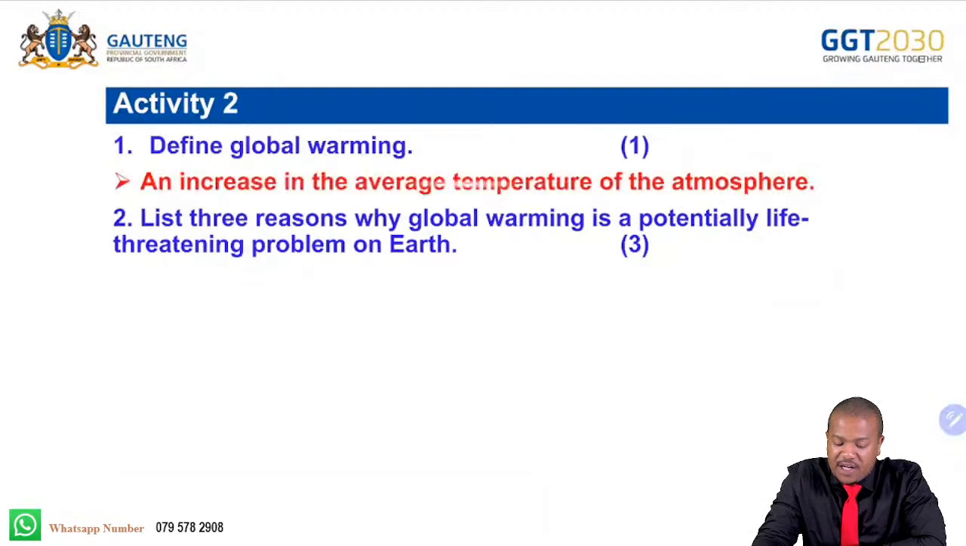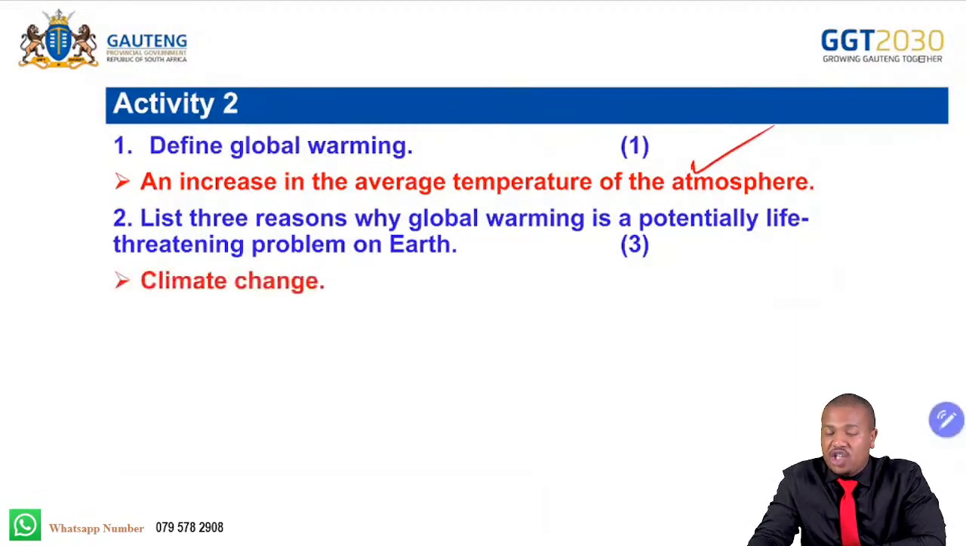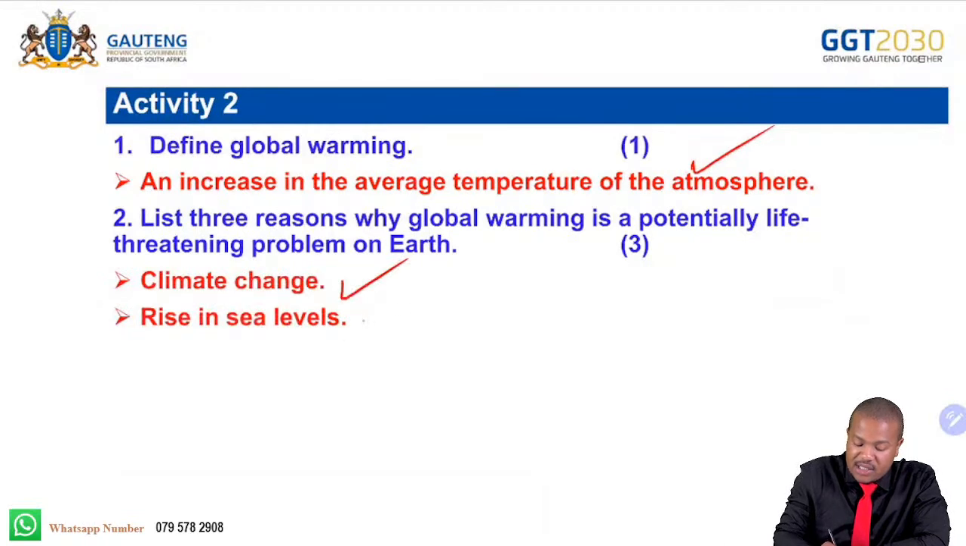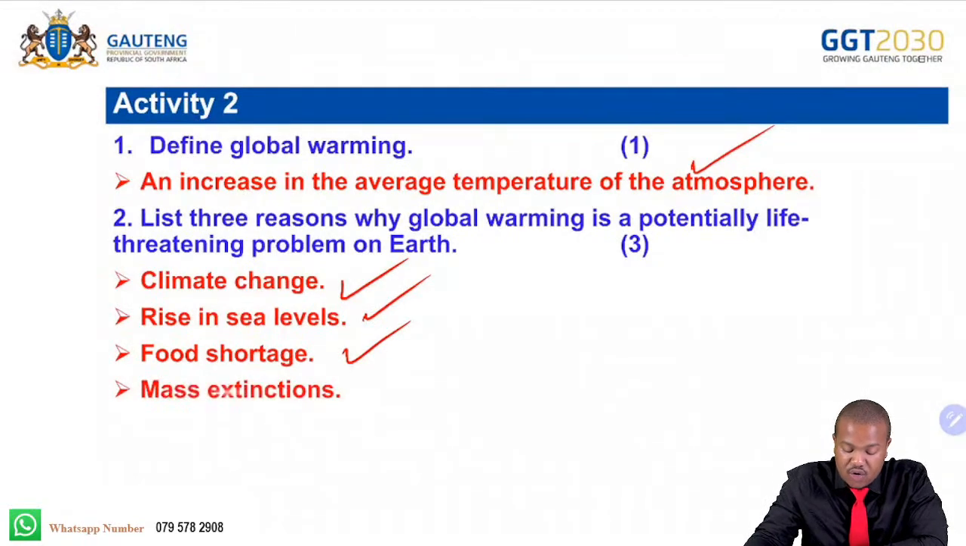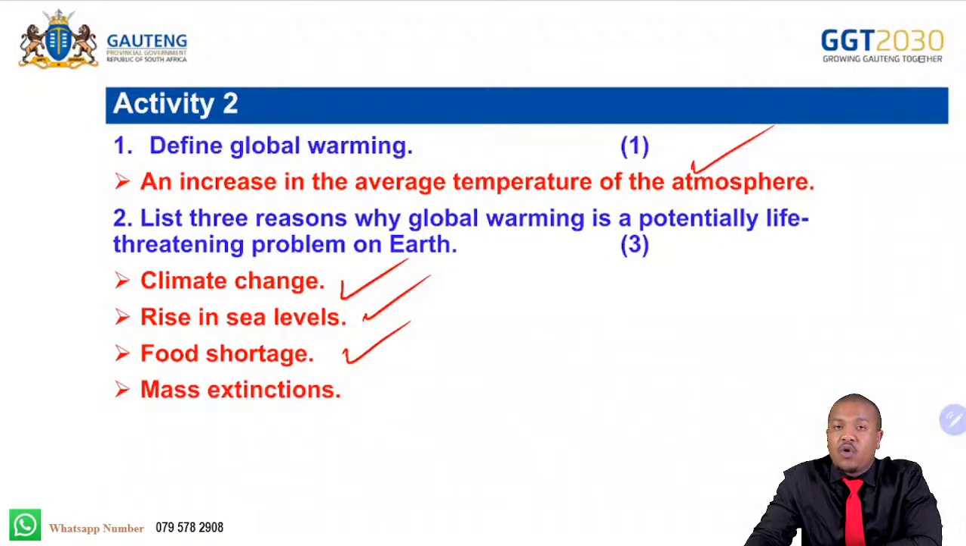Number one, define global warming. Global warming is an increase in the average temperatures of the atmosphere. Number two, list 3 reasons why global warming is a potentially life-threatening problem on Earth. This is because it leads to climate change, it leads to the rise in sea levels, and it leads to shortages of food. Then an extra one, it can lead to mass extinction. Let me give you another quick minute to copy down the corrections, then we're going to move on with our lesson.